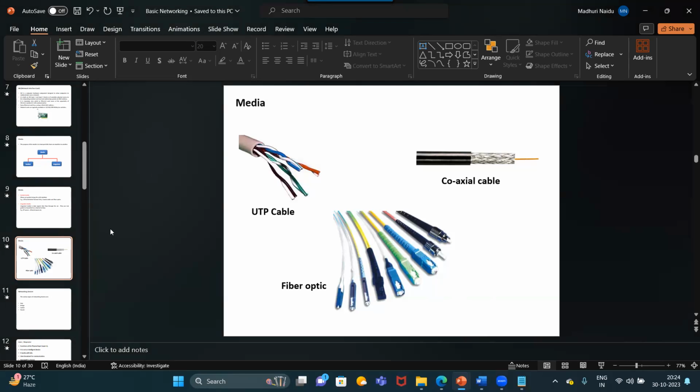So these are the cables. While twisting, they will give 4 pairs of wires. If you remove the twist, you'll get 8 wires.